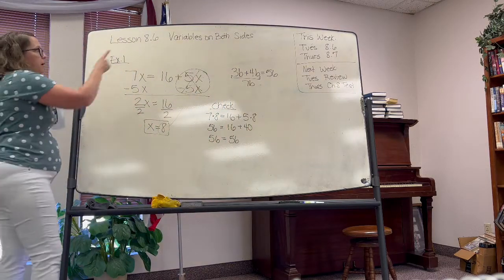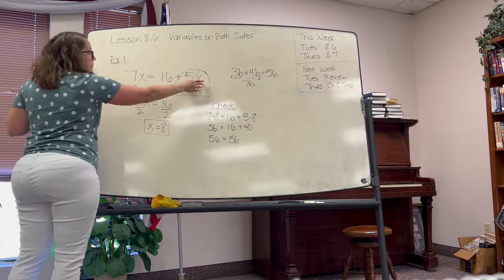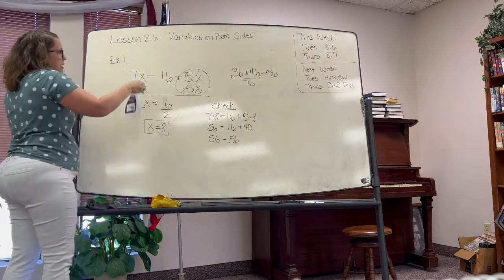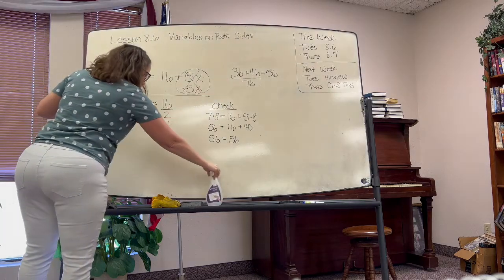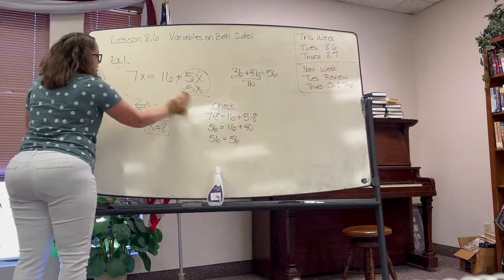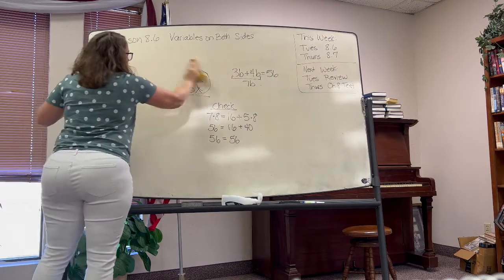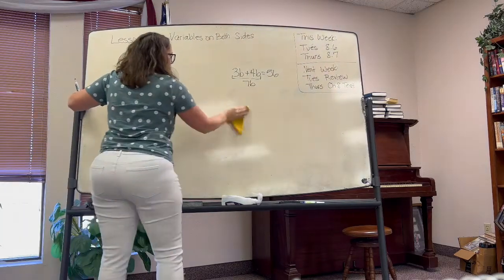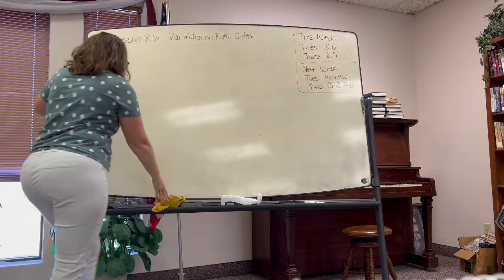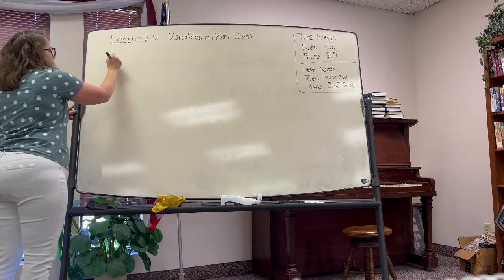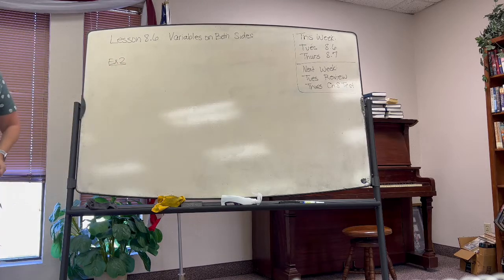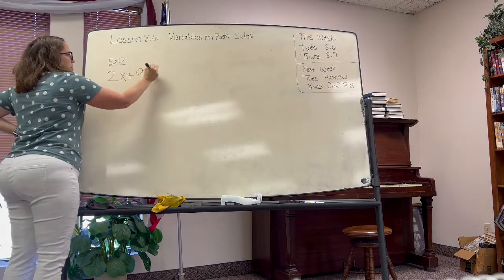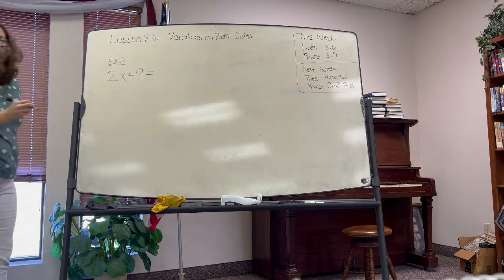So this is what all our problems are going to be: the x, or the variable, whatever it is, a, b, c, x, y, z, is going to be on both sides, so we're having to get it all on one side. Okay, let's do one more together, and then I'm going to have y'all do a couple on your own. Example 2. This one is 2x plus 9 equals 5x minus 3.